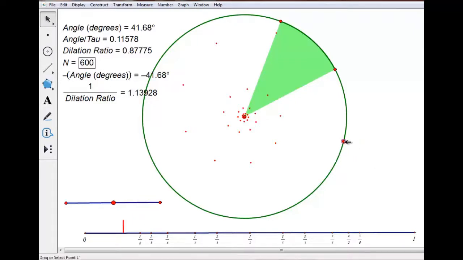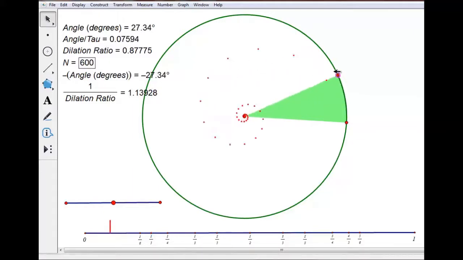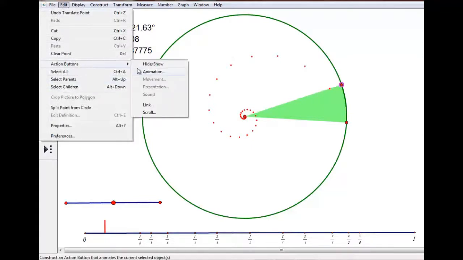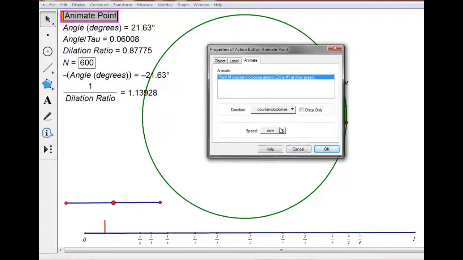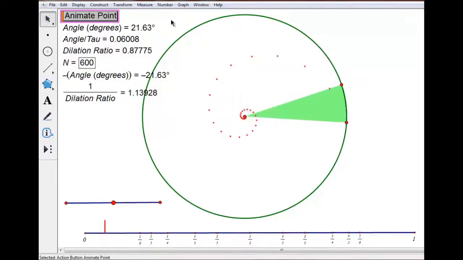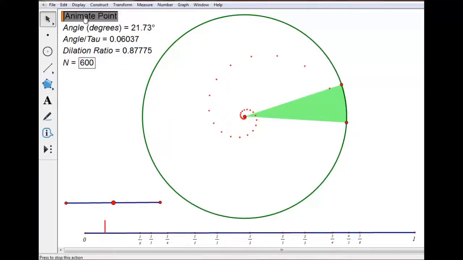I'll move the fixed point to the approximate right side of the circle. Now I'll animate the point that rotates about the circle to define the angle. Now watch carefully. The point on the circle is rotating so slowly that you can't see any movement, but the inner points are moving faster. Watch them and you'll see the magnified motion of the outermost point. If you increase the dilation ratio, you'll see this more clearly.